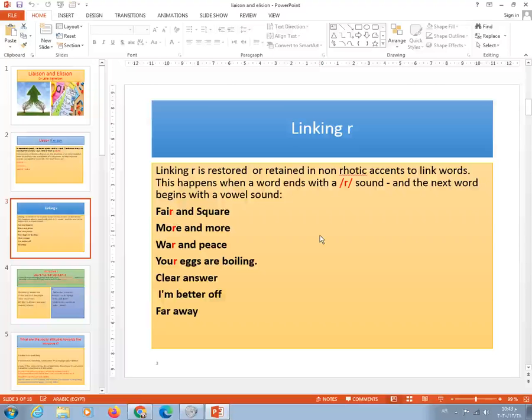In American English, they pronounce R. It's a rhotic accent. They pronounce R in all positions, so there is no problem at all.